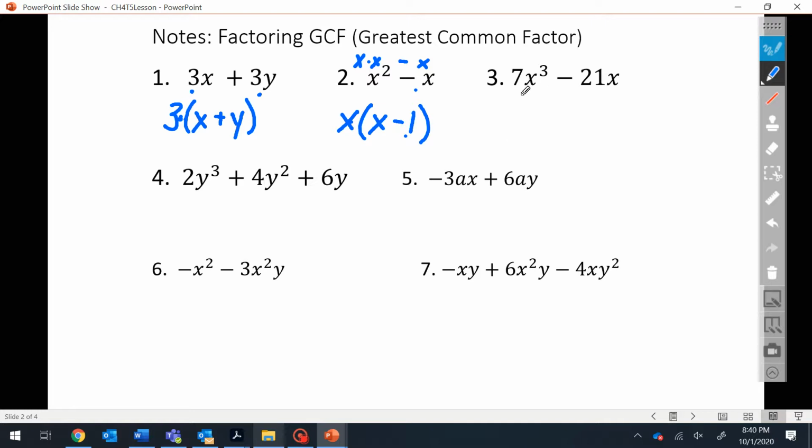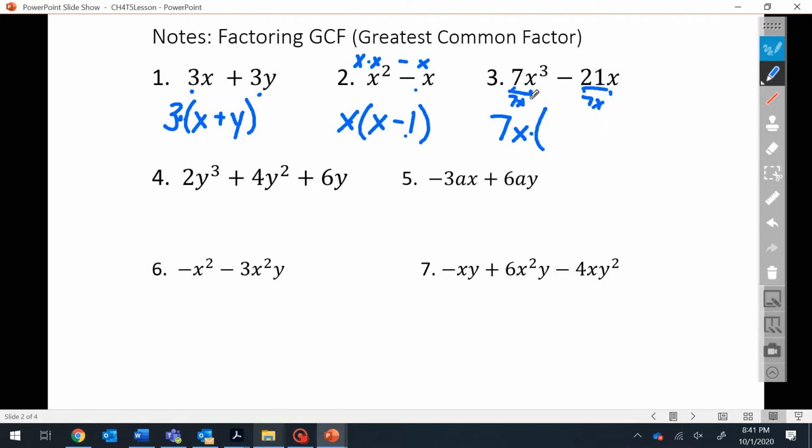For number 3, we need to check the factors of both of the numbers and the variable. The greatest common factor of 7 and 21 is 7. So we're going to factor out a 7 from both of those. But we also need to check the variable, x cubed and x. Well, the greatest common factor of those two is going to be x. X goes into x one time, and x goes into x cubed x squared times. So we would factor out a 7x. And then to figure out what we're left with, we need to divide by 7x.